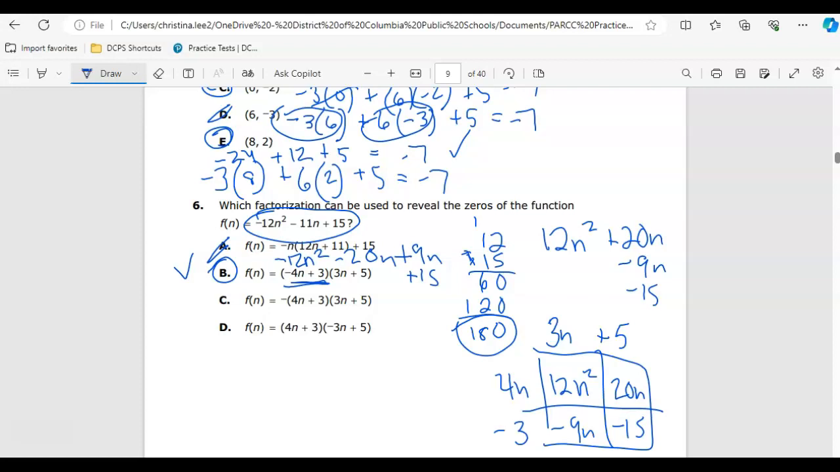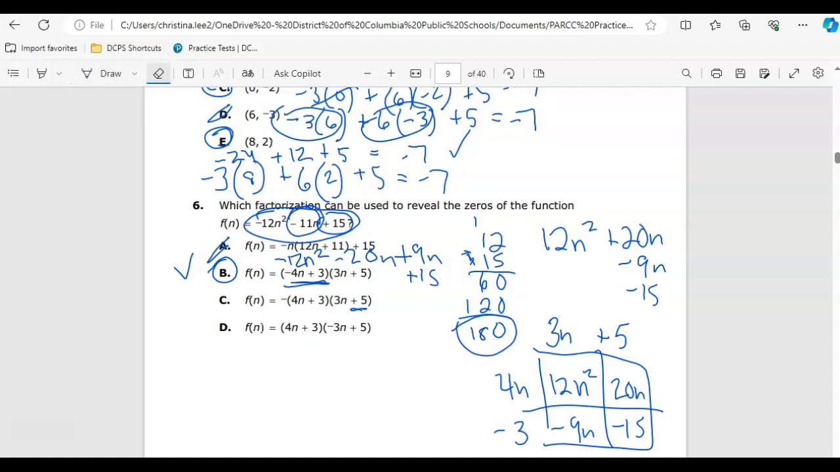So you can do it that way. You can, again, FOIL this here and try that way. What's going to happen here is you're going to get a negative 15 because 5 times 3 is 15, but when you distribute the negative, it'll be negative 15, and so that's where it won't be true here because this is a positive 15. And then here you'll end up with negative 12n squared. You'll end up with negative 9n plus 20n, so you'll end up with a positive 11n, and in the middle we need to have a negative 11n.